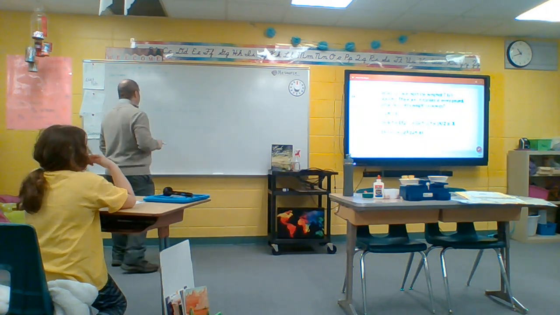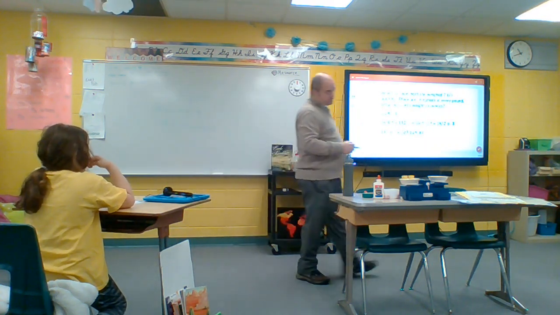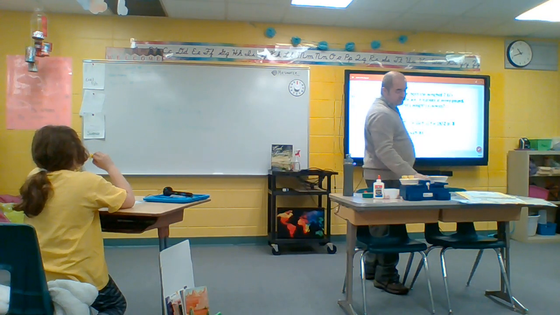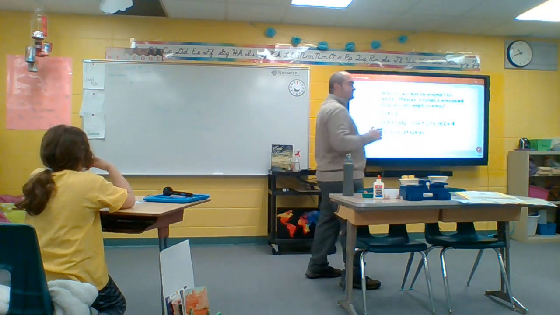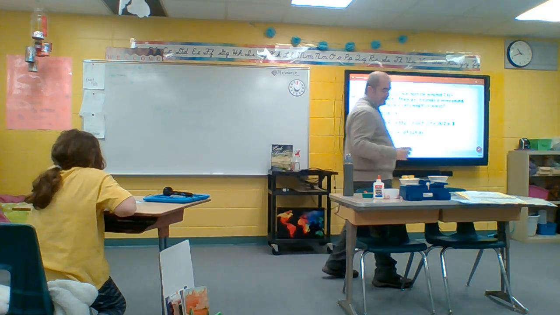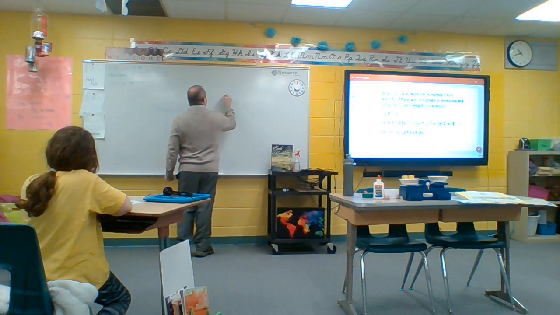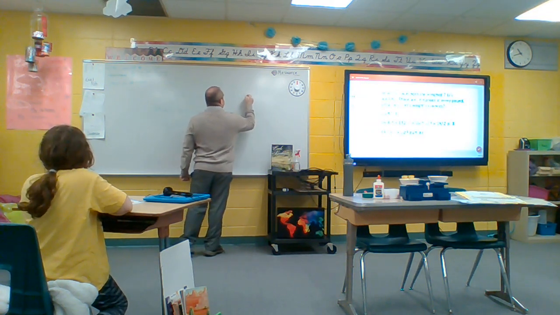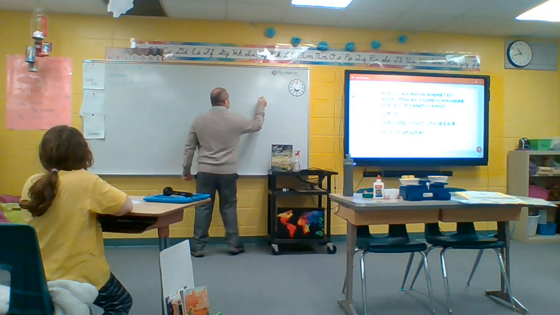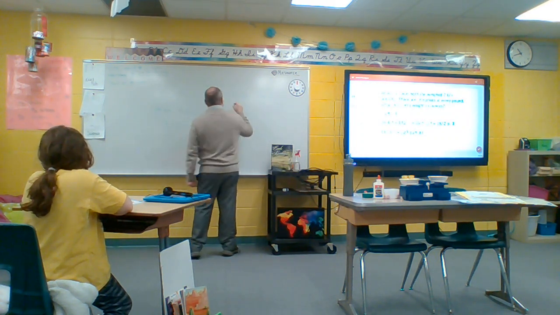Okay. Now, it's asking for ounces. So what we need to do is convert all these pounds into ounces. And how many ounces are in 1 pound? 16. So we already have 1 pound of pasta. How many ounces would that be? 16 ounces of pasta. And our tomato sauce is already in 14 ounces.